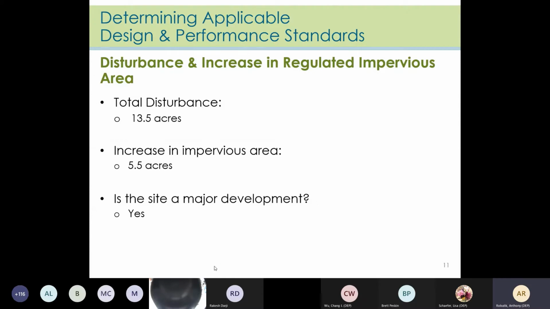Based on the plans, there are 13.5 acres of disturbance. Therefore, by any definition, no matter which municipality you're in, this is a major development. There's also an increase in impervious area by 5.5 acres. So it's definitely major development because it exceeds the acre disturbance and also creates more than 10,000 square feet of impervious surface.